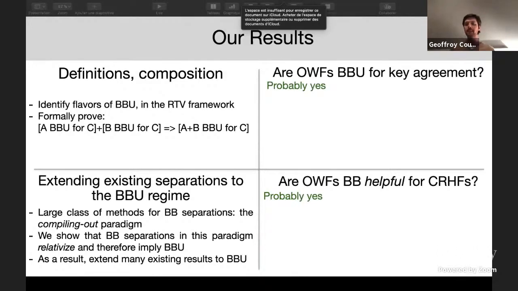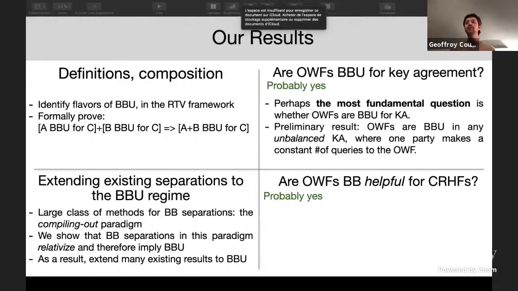Then we look at what's probably the most fundamental question we could ask in this area, which is whether one-way functions are black box useless for key agreement, or whether we could use them in a black box way to build key agreement together with other primitives. And we prove the following preliminary results. One-way functions are black box useless in any unbalanced construction of key agreement, which are all constructions of key agreement where one of the parties makes only a constant number of queries to the one-way function. We also prove a number of related results for restricted cases.